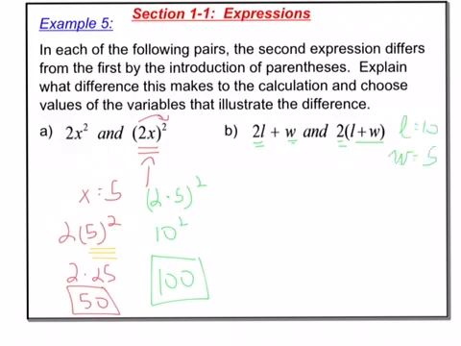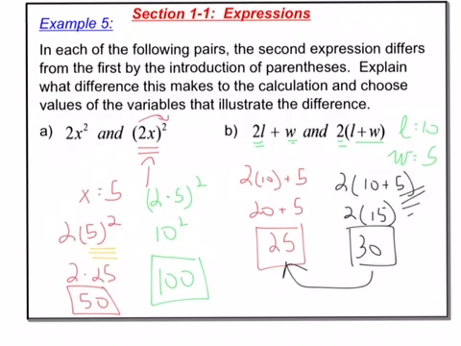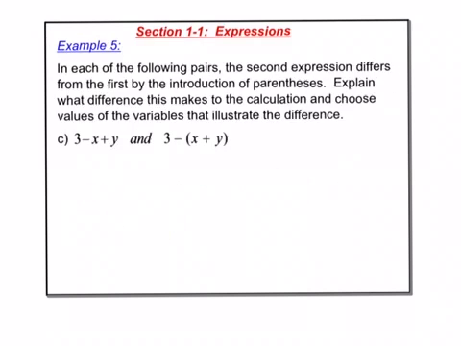For this first one, we get 2 times 10 plus 5. So 10 is the only one being doubled, which gives us 20 plus 5, which is 25. And in the second one here, we're now doubling the sum of them, which means they're both getting doubled. So that would be 2 times 15, and that would give you 30, which is obviously 5 more than 25, and that makes sense because now the 5 got doubled as well.